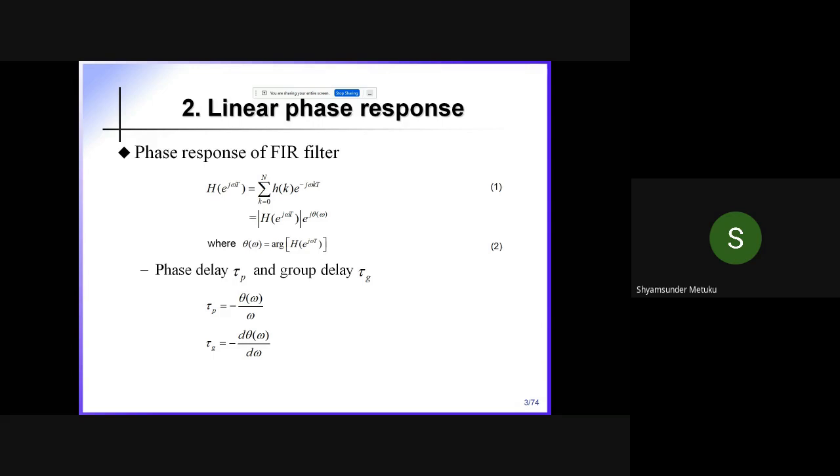K values are given from where to where? 0 to capital N. So how many samples are there in h of k based on the summation? N plus 1 samples. So N plus 1 is finite or infinite? Finite. So finite only. So can I say it is an FIR filter? Yes. So this is an expression for the discrete time Fourier transform of a finite impulse response.